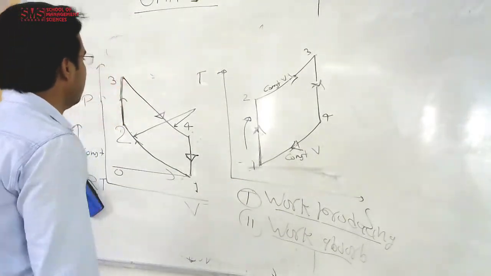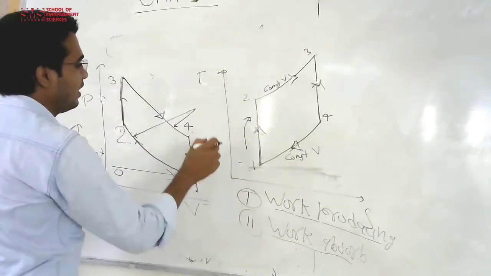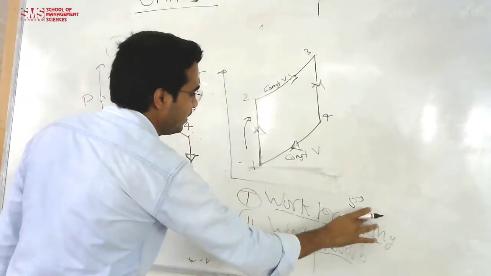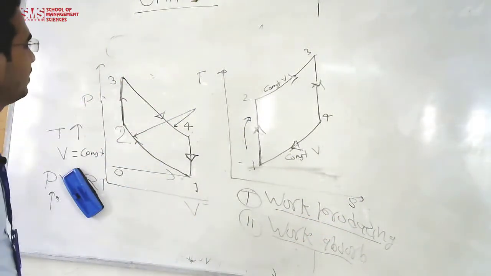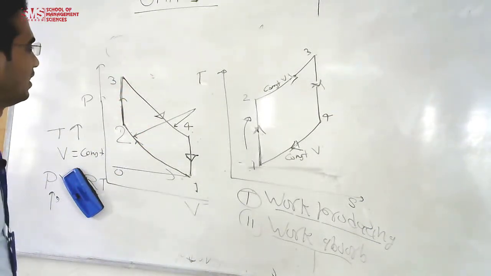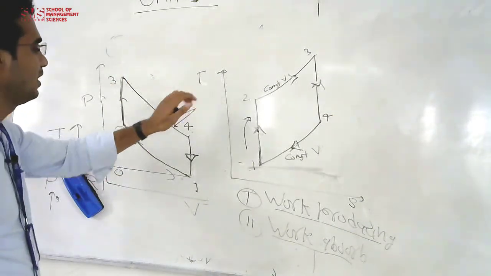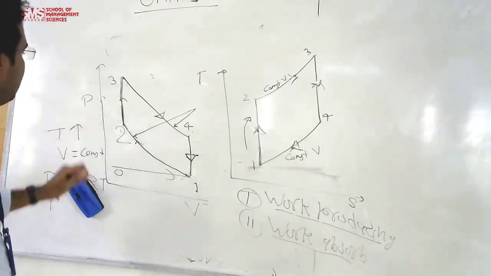I hope this Otto cycle is clear on PV and TS diagram. In the next section, I will derive the efficiency of Otto cycle. So I hope this much is clear to you.